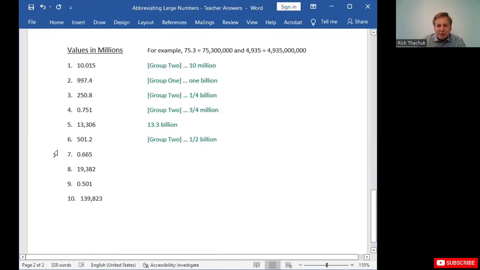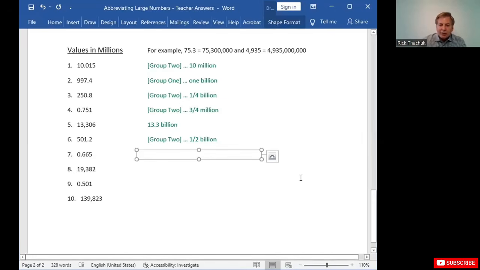Number 7, 0.665 million. Well, if I move my decimal 6 places to the right, that number is actually 665,000. Looking at that, I realize that this is very close to a fraction. Fraction 2/3 of a million. 2/3 of a million would be 666,666. This number is just underneath that. So anything from group 1 and then 2/3 of a million.